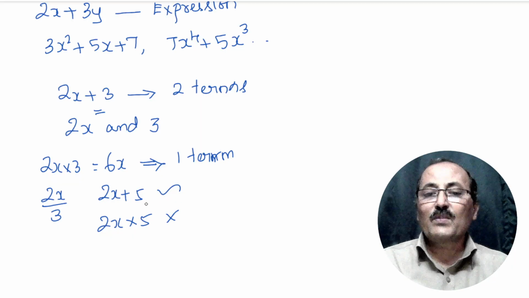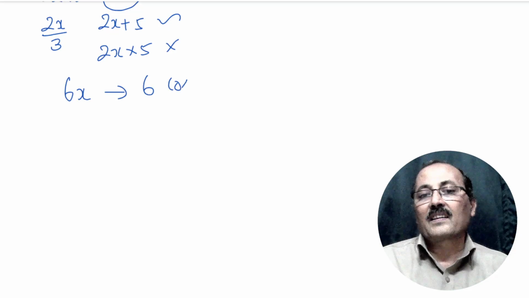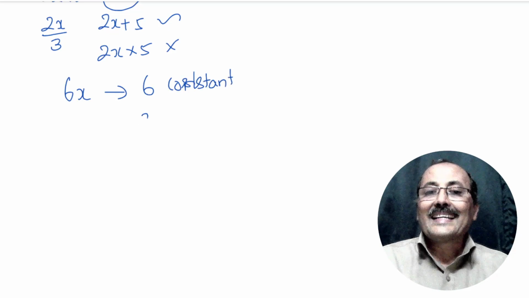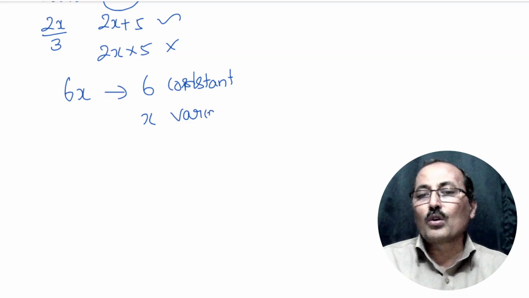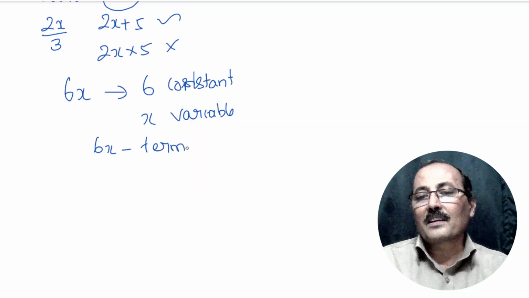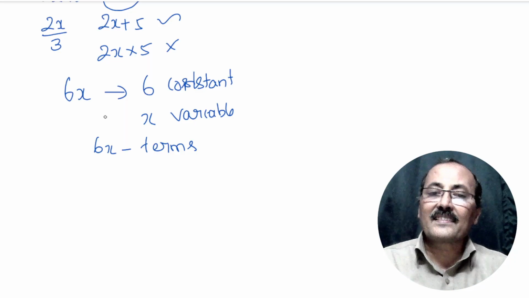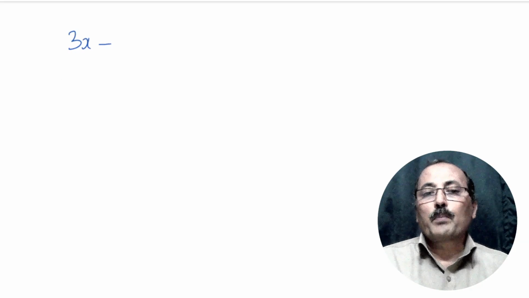Now in this one, I wrote 2x and 6x. So 6x is a term. In this, 6 is the constant and x is the variable, and altogether 6x is a term. Are you able to understand, my dear students? So in 6x, 6 is a constant, x is a variable, and 6x together is a term.